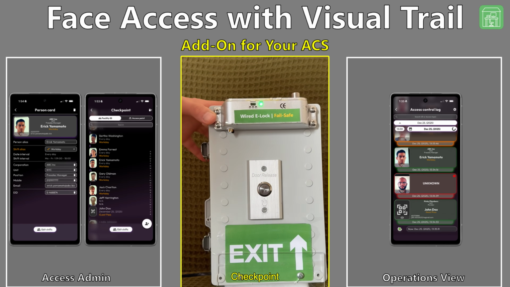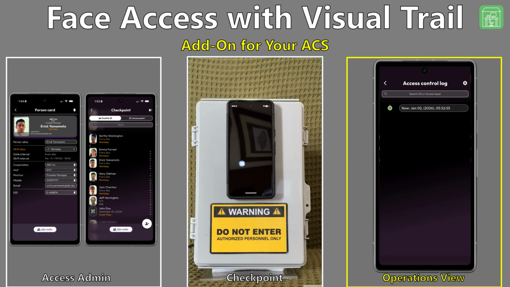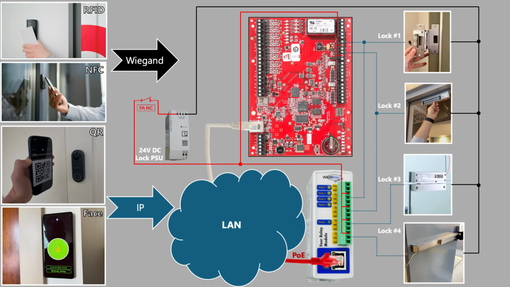The visual access log is what truly sets CCTV-driven access control apart. Through the admin app, you can manage hundreds of remote access points right from your iPhone or Android phone. When integrating FRP into your existing low-voltage setup, follow this diagram to select the right relay based on how many doors you need to control.